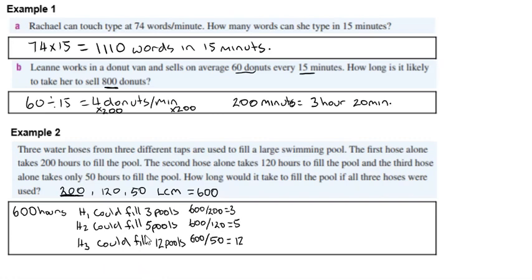So that means if the 3 hoses work together, in 600 hours they could fill a total of 3 plus 5, write them round the way, plus 12 pools. So in 600 hours combined, they could fill 20 pools.